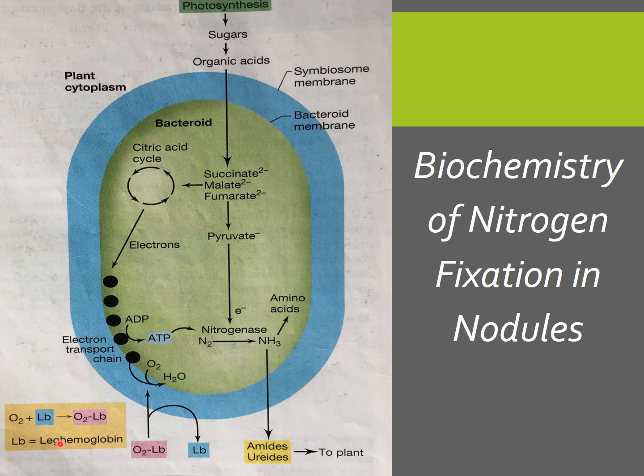This leghemoglobin will sequester or scavenge the oxygen which is present and form a complex, the oxygen-leghemoglobin complex. This complex will release the oxygen in a slow and stable manner, such that too much oxygen is not present in the vicinity of nitrogenase. So it only provides oxygen when required. That oxygen will immediately take up the electrons and convert into water, so that there is no presence of oxygen in the vicinity of nitrogenase. This is being done with the help of leghemoglobin. Let us study more in detail about that.